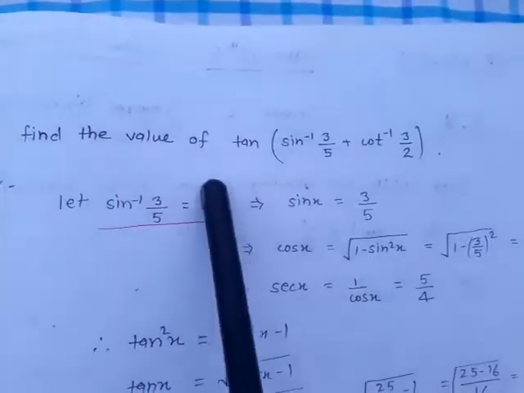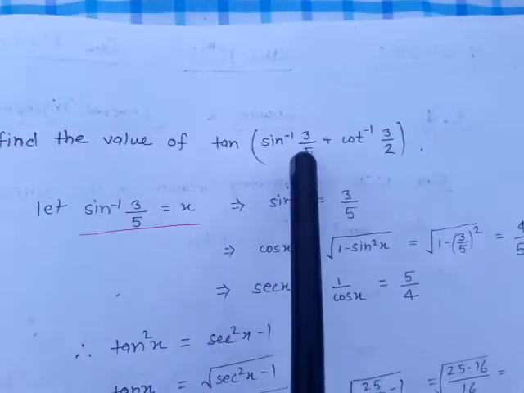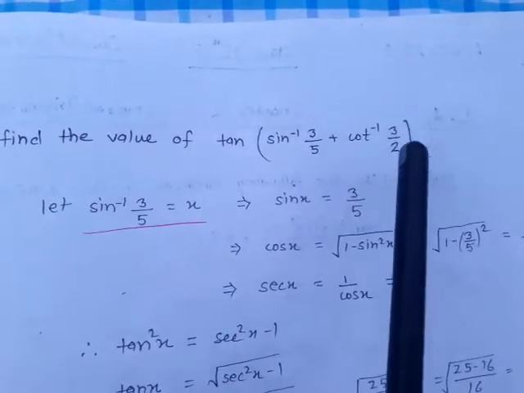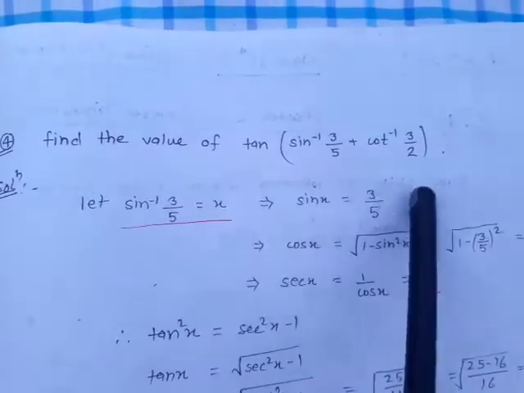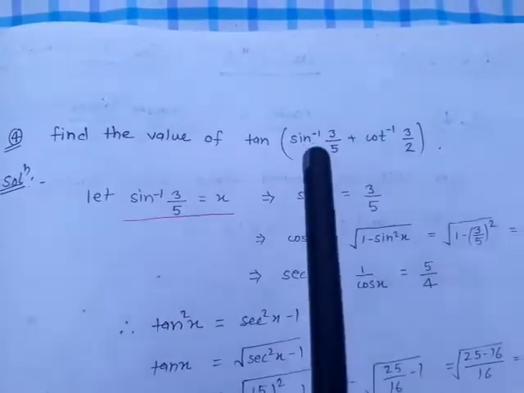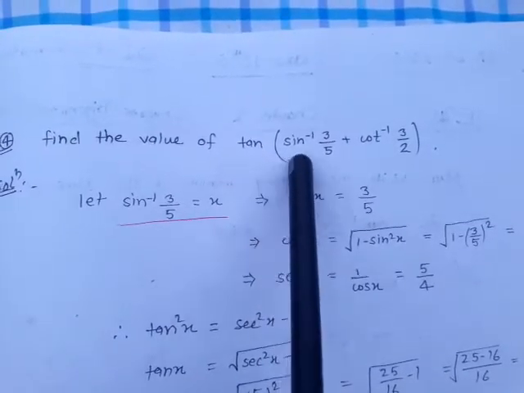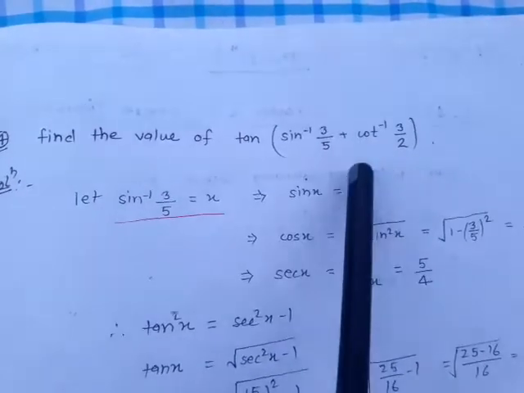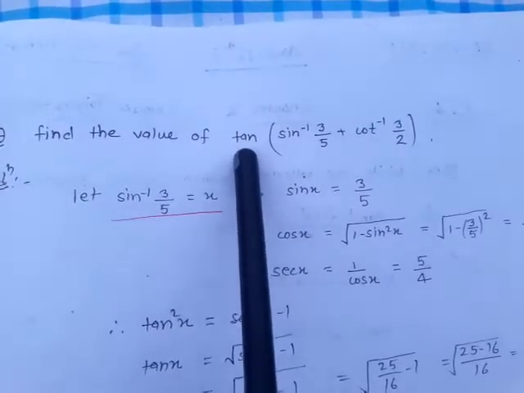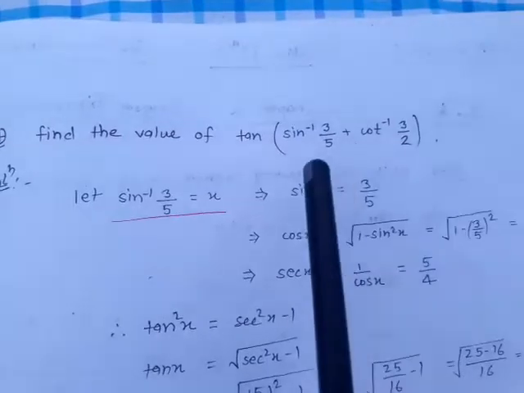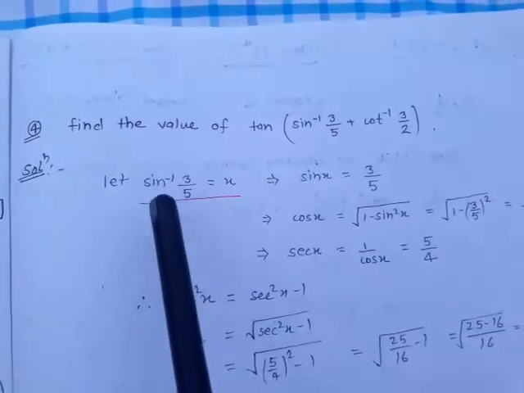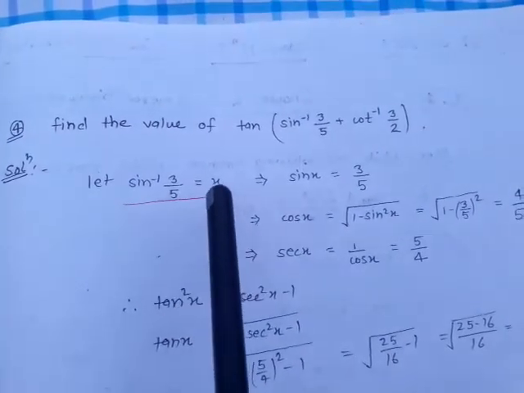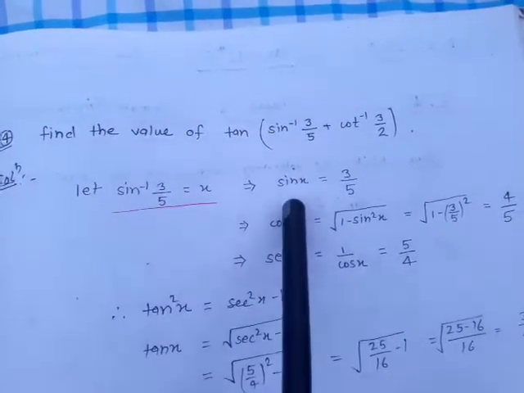Find the value of tan(sin inverse 3/5 + cot inverse 3/2). For solving this, first we convert the internal terms of the bracket in the form of tan, because the outer term is tan, so the internal term should also be in terms of tan. Now sin inverse 3/5 is equal to x, which gives sin x equal to 3/5.